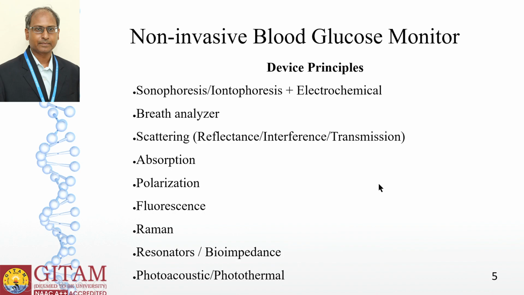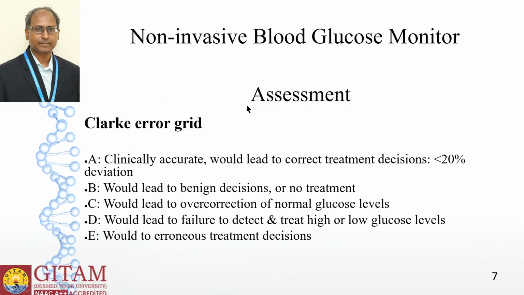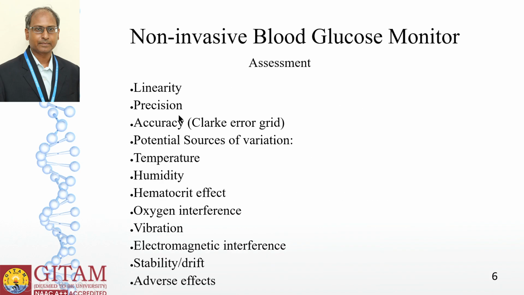there are certain problems with most of these methods that prevent clinical translation, such as problems with linearity, precision, accuracy, and some of these are subject to variation due to temperature, humidity, hematocrit, or oxygen. They may be subject to interference from vibration or electromagnetic interference from, say, cell phones. Some of these devices may require frequent recalibration because the signal varies as a function of time, and some of them may produce adverse effects.